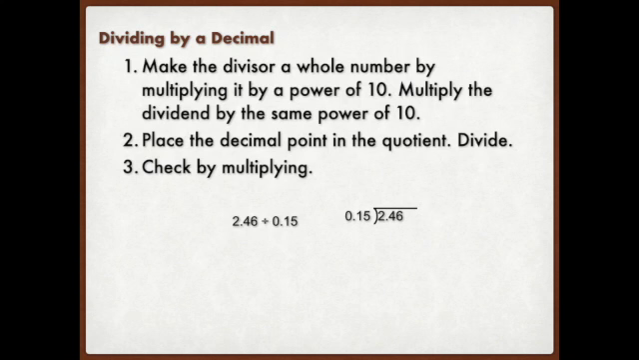Now if I do it to the left side, if I do it to the divisor, I have to do it to the dividend. So I moved it 2 places over, so now I'm going to move the decimal 2 places over in the dividend. So I moved it from 2.46, I moved it 2 places to the right of the 6. So if I do it to the divisor, I do it to the dividend. And then I bring the decimal point up, and then I go ahead and divide, and then make sure you check your work.